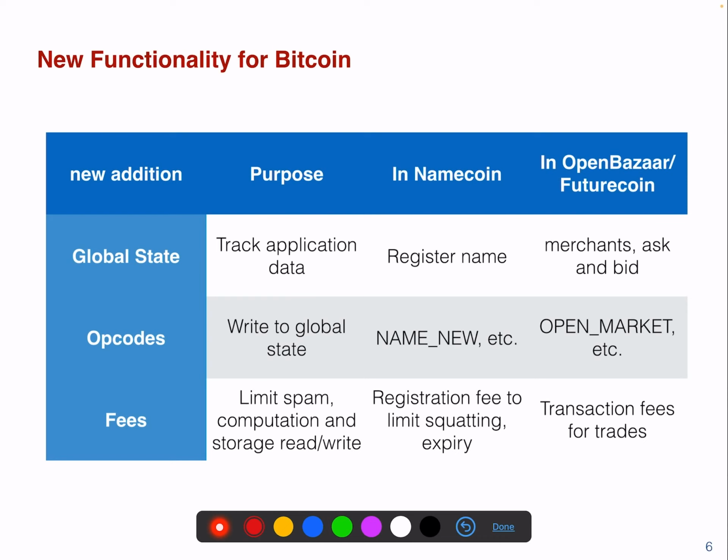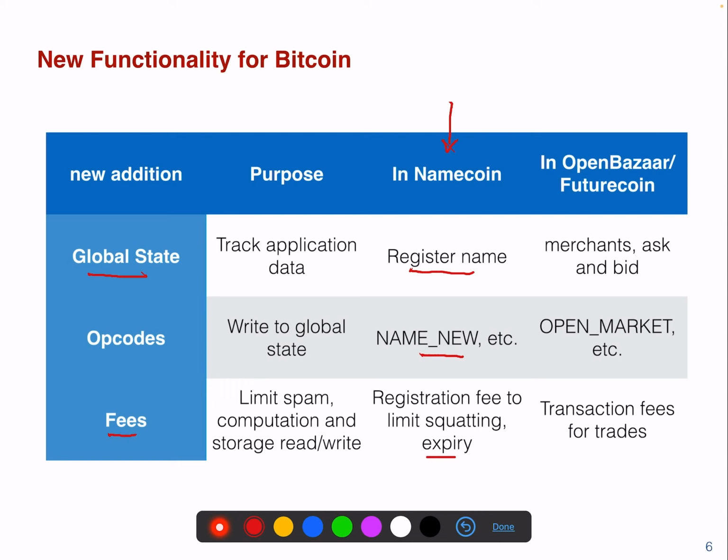So if you want to add new functionality to Bitcoin, we kind of have to extend the script language. So in Namecoin, as we've just seen, we want to add some data to a global state, and that's registering a name. So that's global state data that everybody should see. We can do so by proposing new opcodes, right? And we also have to keep in mind the incentive structures. So there are some fees for registration to limit squatting, and also to limit expiry: if a domain name expires, it needs to be updated every few years or so.